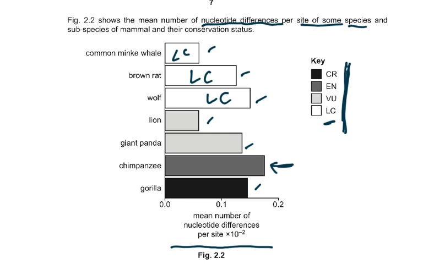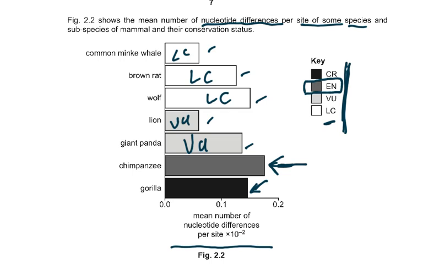Then the lion is vulnerable. So these are the vulnerable ones, VU. The giant panda and the lion both vary in the nucleotide sequence, so there's a lot of genetic variation. Now the chimpanzee is endangered, but it has a lot of genetic variation here. This is the chimpanzee. And the gorilla, which has decent genetic variation, but is critically endangered, CR. So you read that from the previous question.